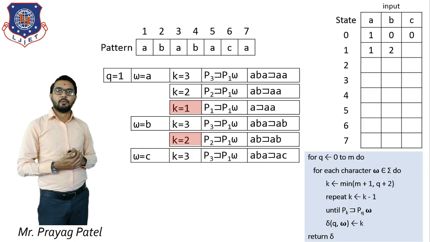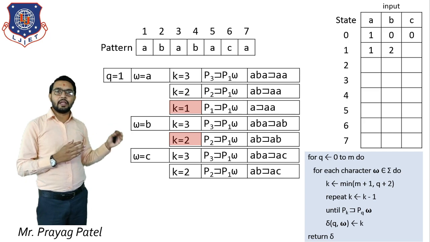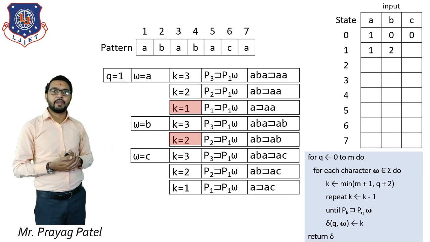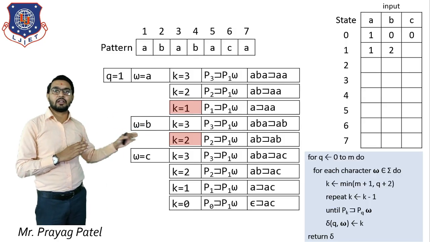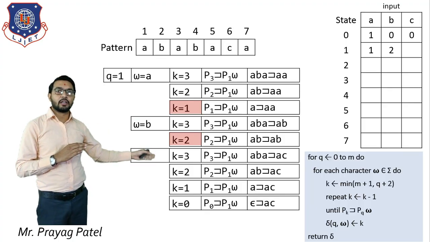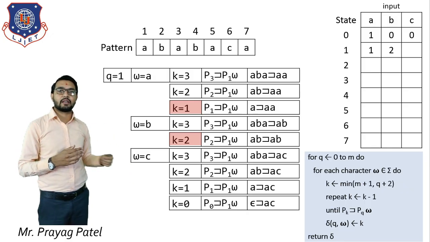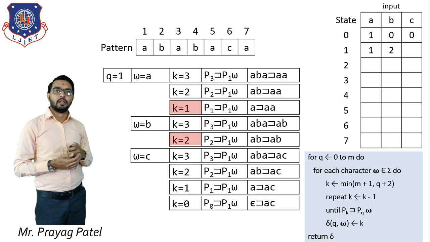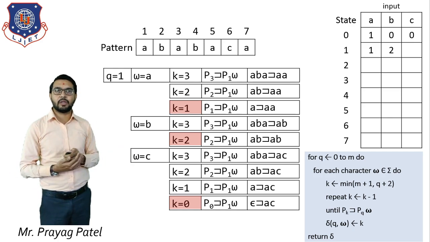Now for C, W equal to C. ABA is a suffix of AC? No. Then AB is a suffix of AC? No. Then A is a suffix of AC? No, because in AC only C is a suffix, not A, so there is no possible way to find the suffix. So consider next K equal to 0, and for K equal to 0, null is a suffix of AC. So consider K equal to 0, because null is a suffix of each and every element.